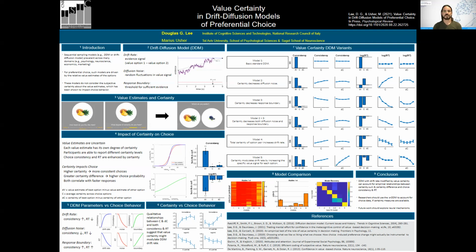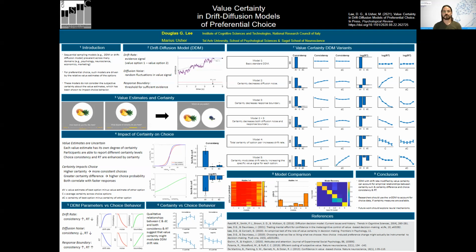Model 2 is the basic DDM, but certainty decreases the diffusion noise. In model 3, certainty decreases the response boundary. In model 2+3, certainty decreases both the diffusion noise and the response boundary simultaneously. In model 4, certainty increases the drift rate. And in model 5, certainty modifies the value estimate before it's compared to the other value estimate, and then this impacts the drift rate. As you see here qualitatively, model 5 is the only one capable of matching the empirical data.